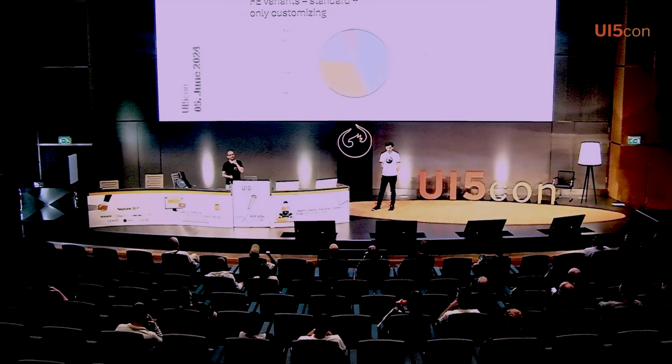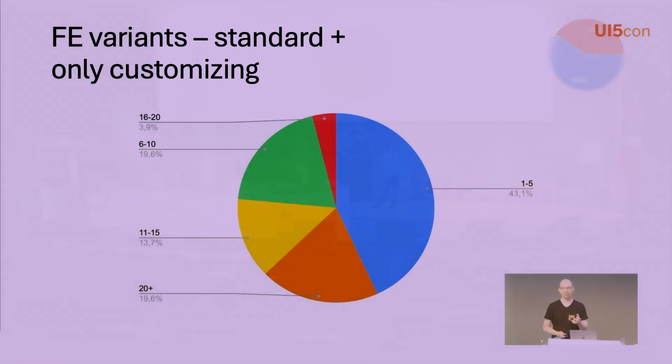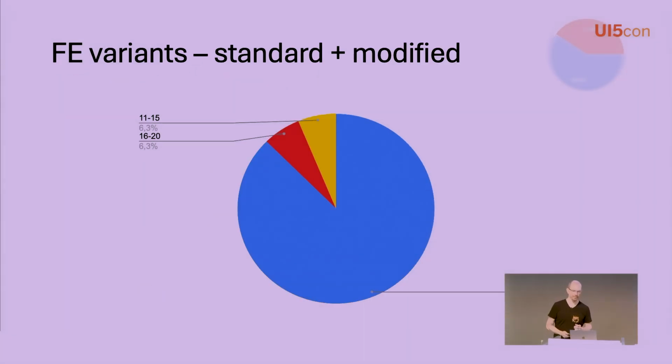Then when it comes to standard Fiori Element variants that only require customizing, are you using those? So the majority uses those to a very small degree. And then if you have a standard app, so that basically you have available in the S4 system that can be modified code-wise, are you doing this? And the majority obviously has a very low number running of those in production. So custom extended apps.